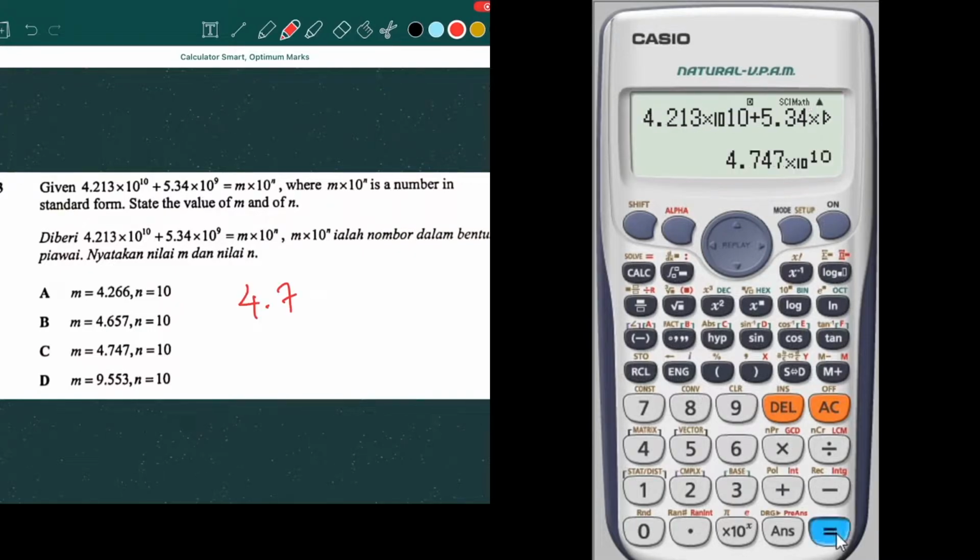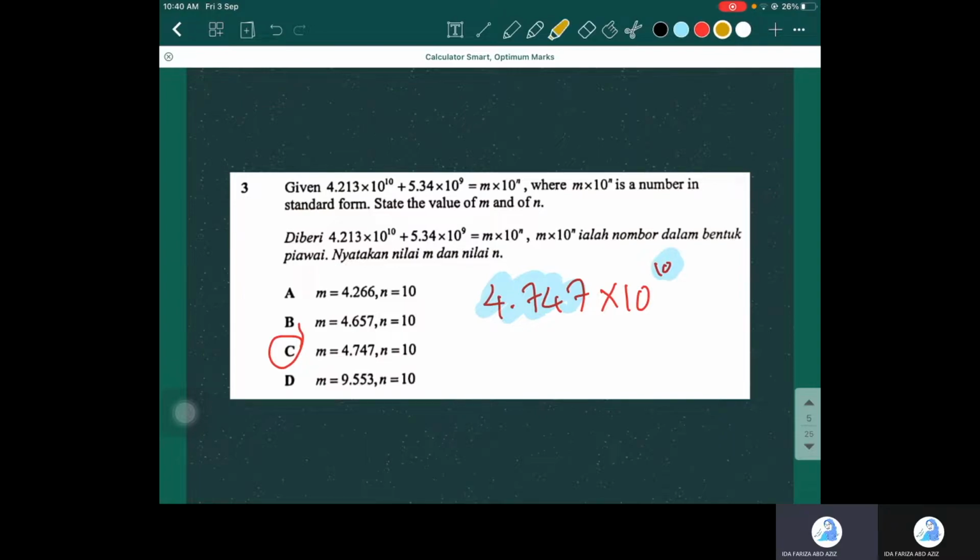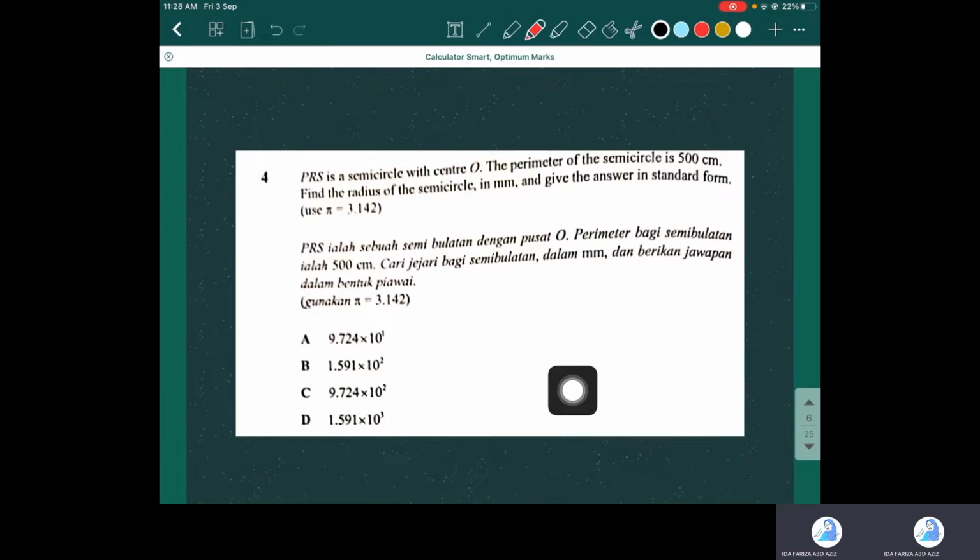Okay, ni dalam calculator tulis kat kita darab 10 power of 10. Okay, dia nak M dengan N. So M dengan N inilah, this is our M and this is our N. Alright, this is M, this is N. Oh sorry, terguna highlighter. M, N. Okay, let's move.